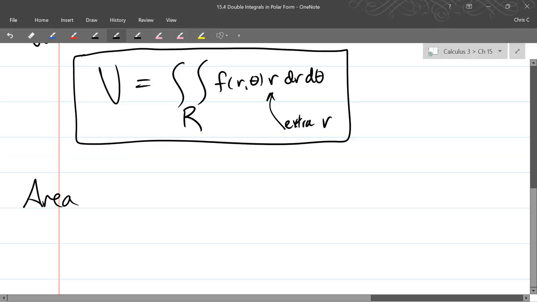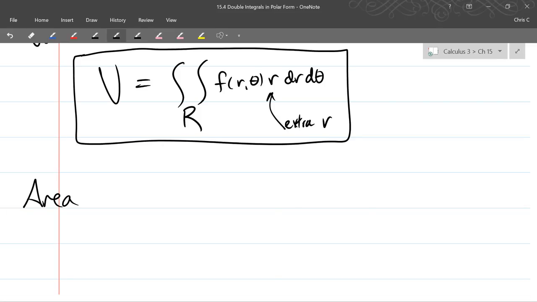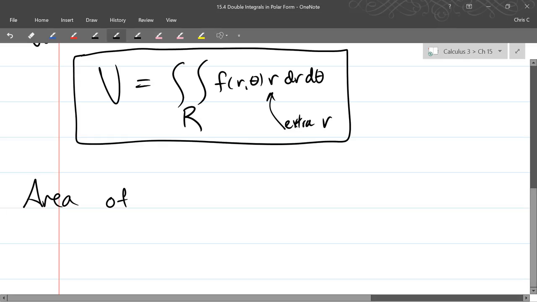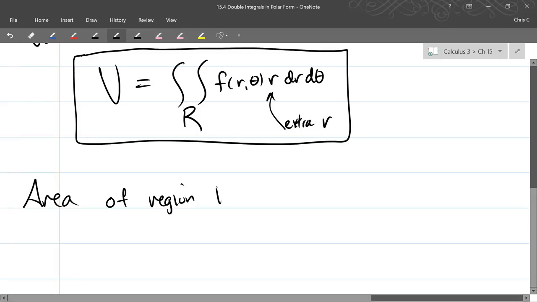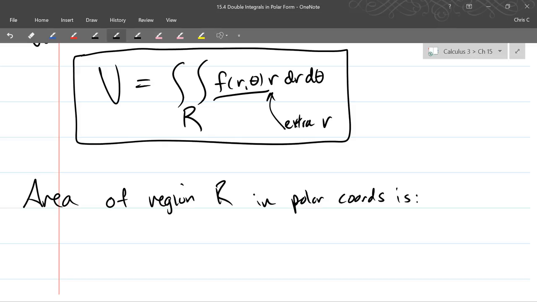So just like before, we can do area by integrating a height one function over the region. So we can do the same thing with polar coordinates. The area of region R in polar coordinates is, all I'm going to do is replace the function, what I underlined, with the number 1. So nothing monumental, just literally running 1 instead of that function.